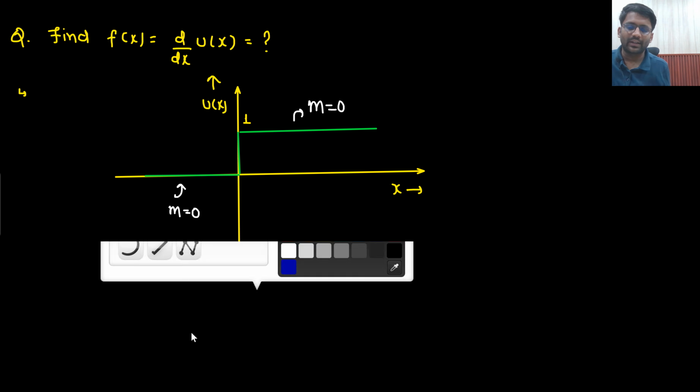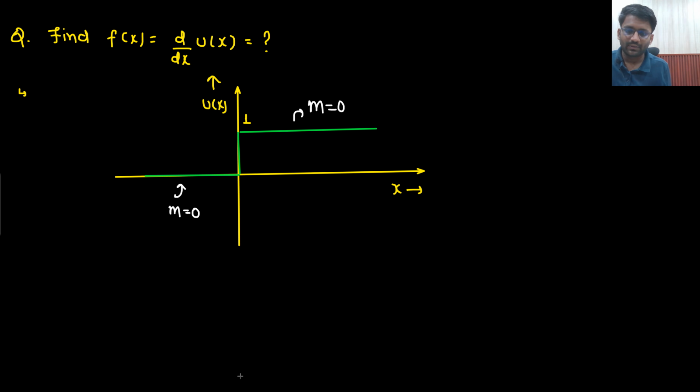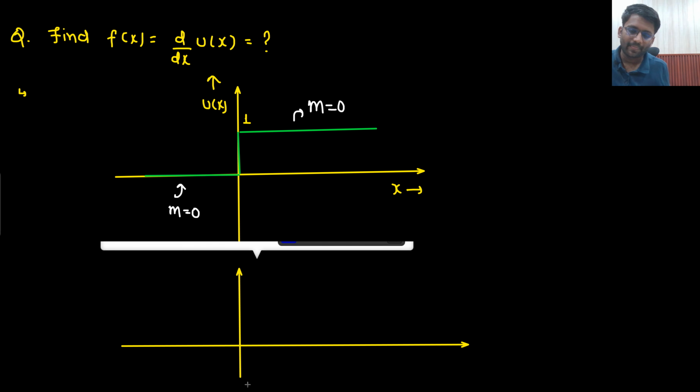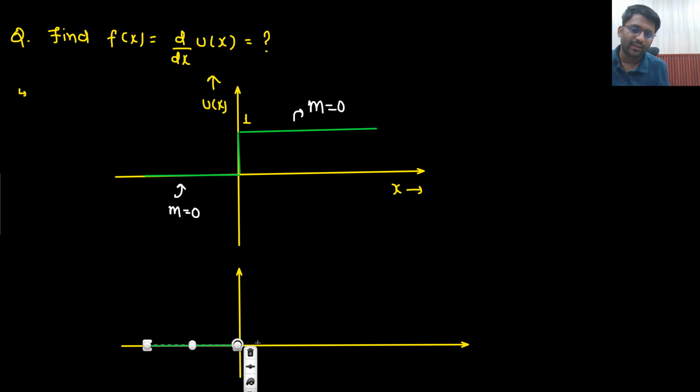So sir, if I draw the graph, then sir, slope is 0. Here slope is 0, and here also the slope is 0 only. But you let me know one thing. What is the slope at x equals 0? Slope at x equals 0.